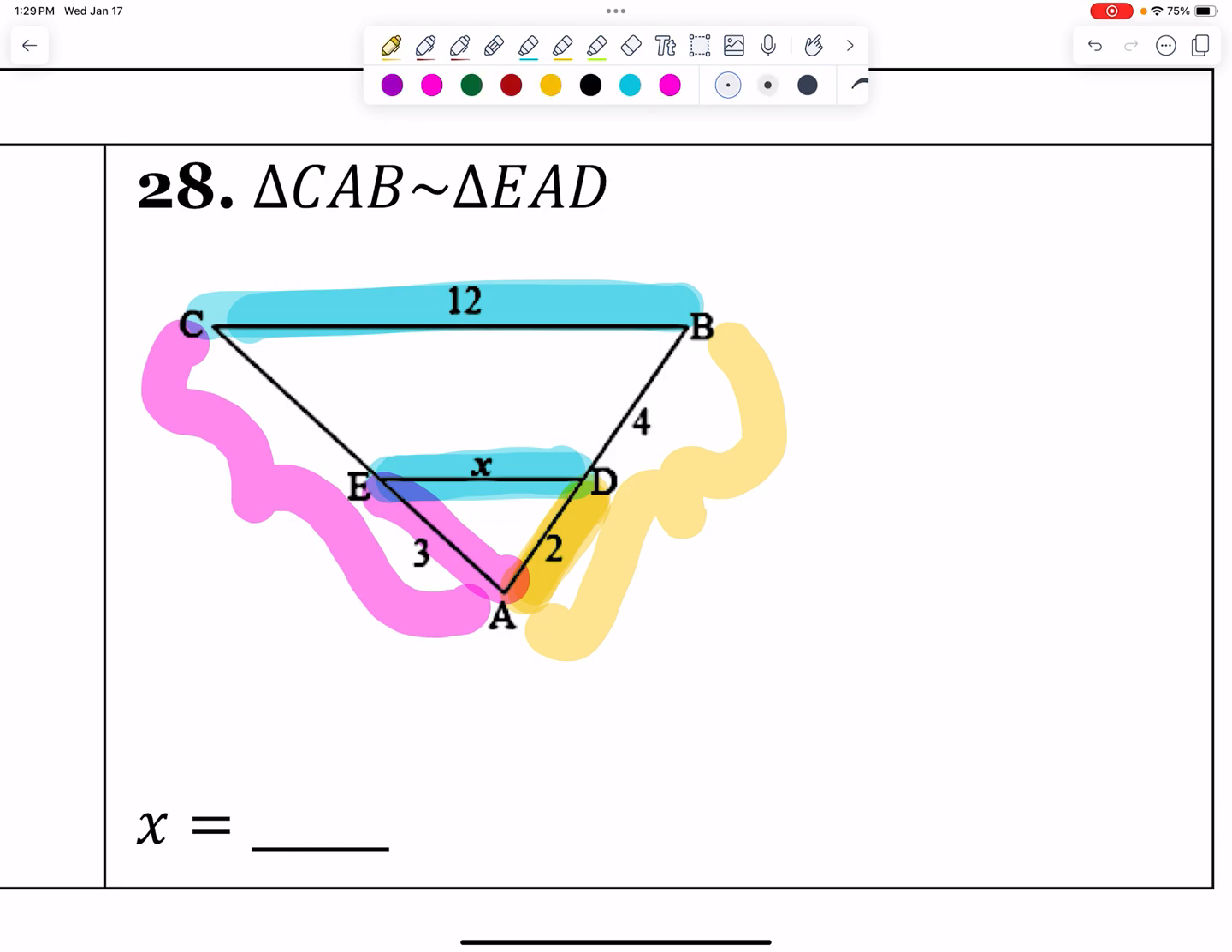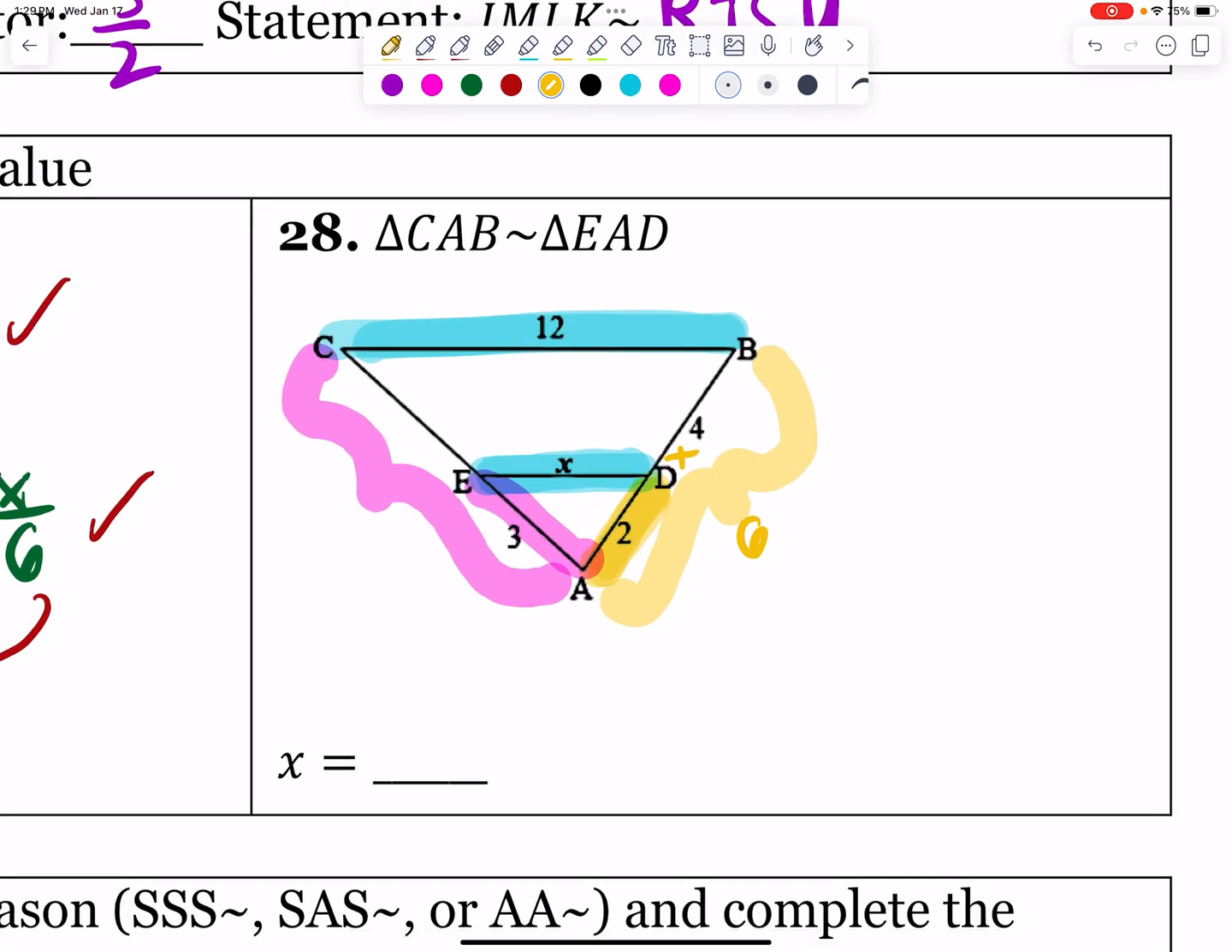So if I wanted to say what is the right-hand side of the big triangle, I'd have to go 4 plus 2, which is 6. So as far as finding an unknown length, if I'm going to compare the x to the 12, I need to compare, for the yellow piece, the 2 to the whole thing, which is 6. 2 over 6. X over 12 equals 2 over 6. I'm not going to work with the pink piece here, simply because I don't know what this whole thing is. I could find it if I wanted to, but they don't ask me for it, so I'm just going to stick to where I'm at.